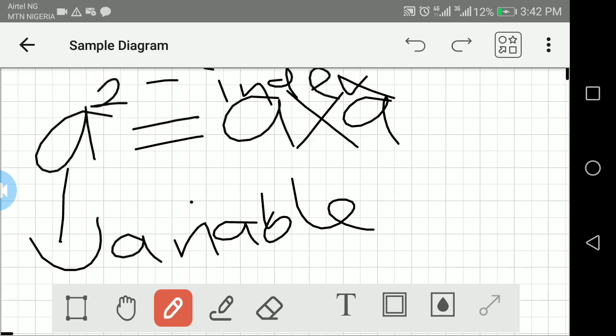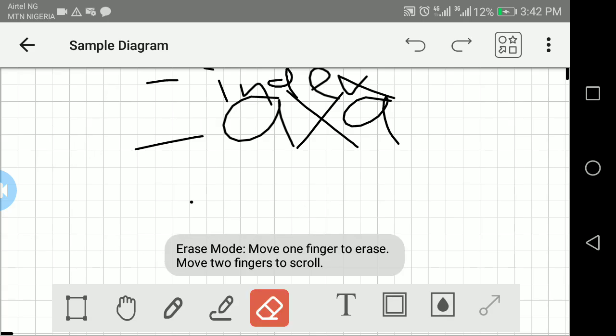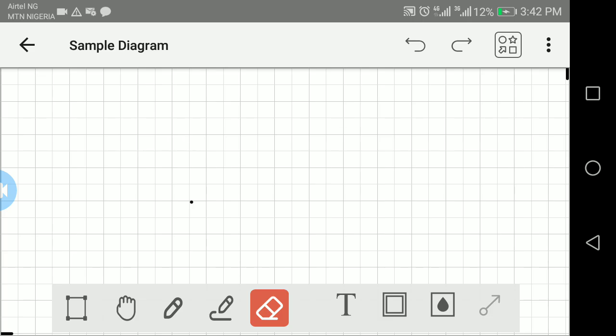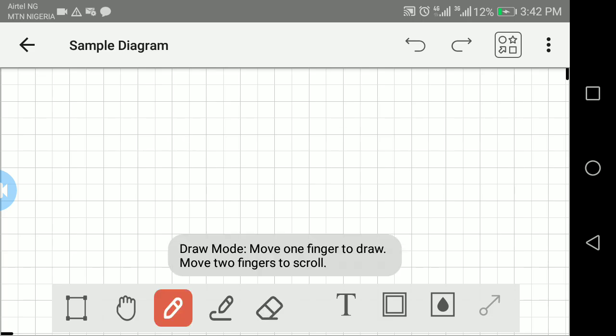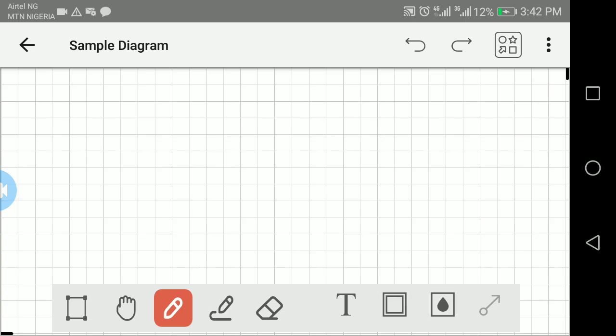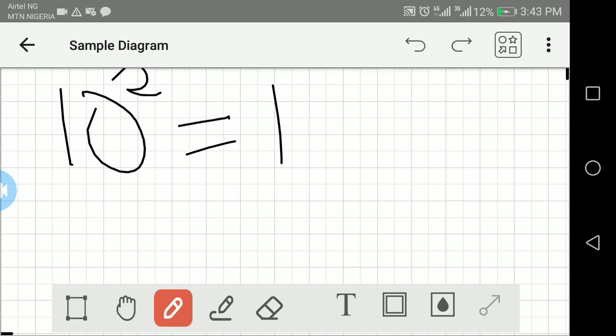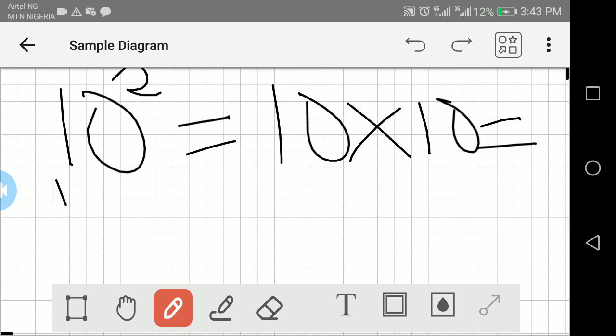All right, so we are saying here that a base is that number that when raised to a certain power has a logarithm equal to it. So when we say 10 to the power of 2 is equal to 10 times what? 10, which is equal to what? 100.